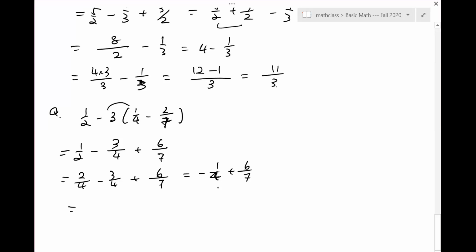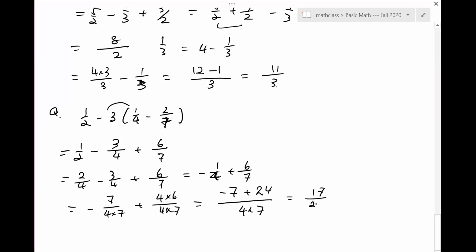Then you know you can use the formula, make a common denominator, right? 4 times 7 plus 4 times 6, over 4 times 7. Okay, so now you have a common denominator. So you get 4 times 7, negative 7, plus, right? Plus what? 24, right? Okay, so 24 minus 7 will be 17. So 17 over 28. Nobody got this. So you will see where you made mistakes. Okay, you should see that.